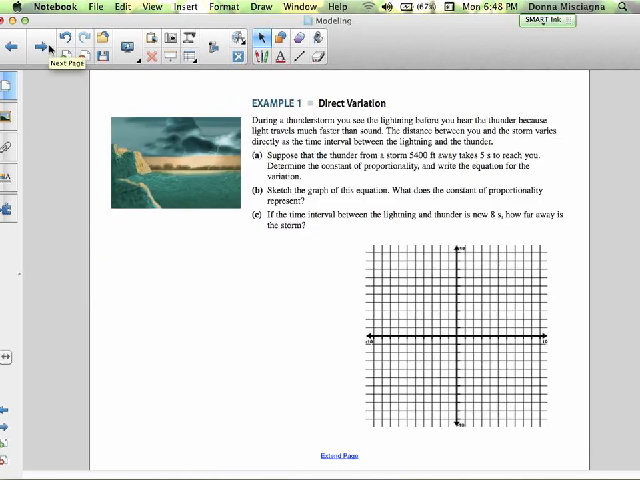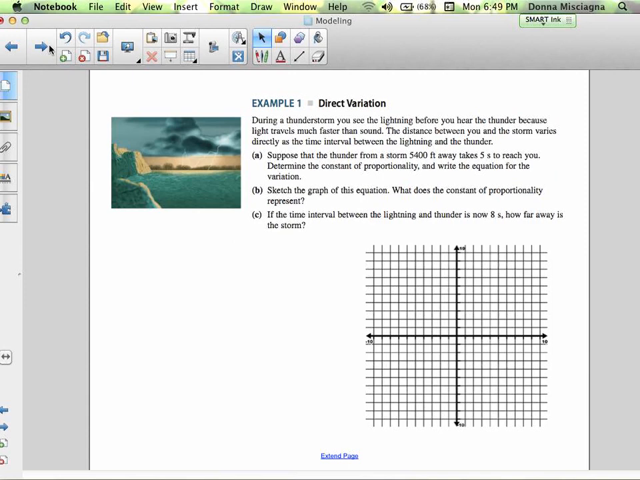Example 1, direct variation. During a thunderstorm, you see the lightning before you hear the thunder because light travels much faster than sound. The distance between you and the storm varies directly as the time interval between the lightning and the thunder. Suppose that the thunder from a storm 5,400 feet away takes 5 seconds to reach you. Determine the constant of proportionality and write an equation for the variation.